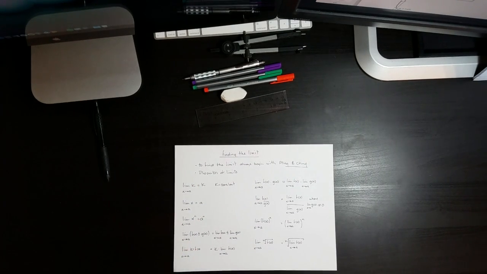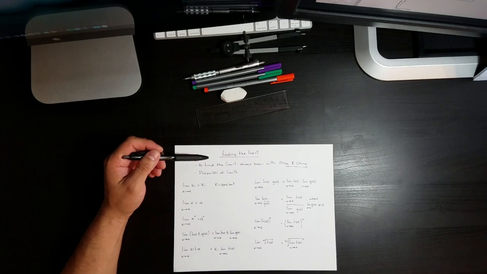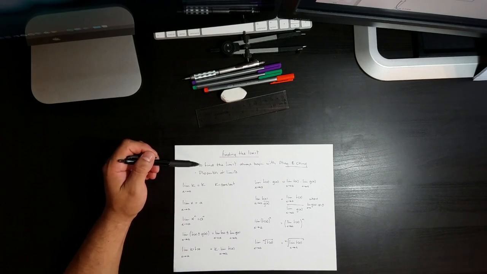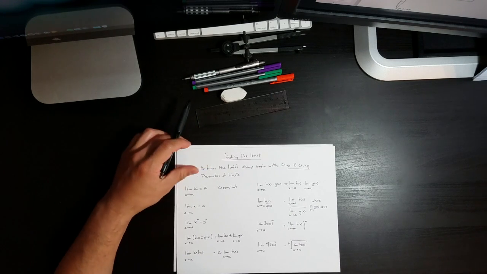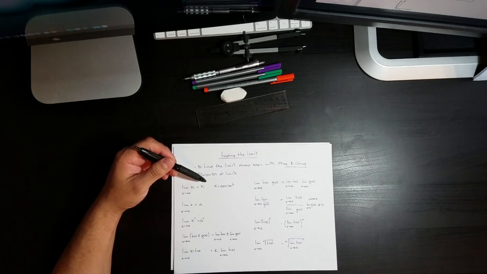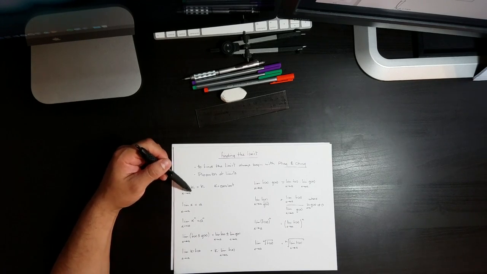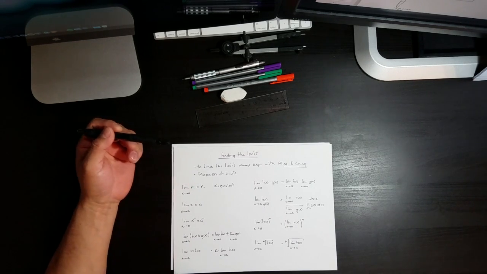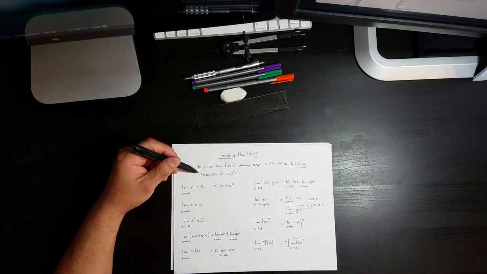Hi, in today's video, we're going to look at finding the limit. First thing to remember is, the first thing you want to try when looking for a limit is always begin with plug and chug. So that basically means replacing the letter or constant with the number that you're being asked to work with. Some things to remember.